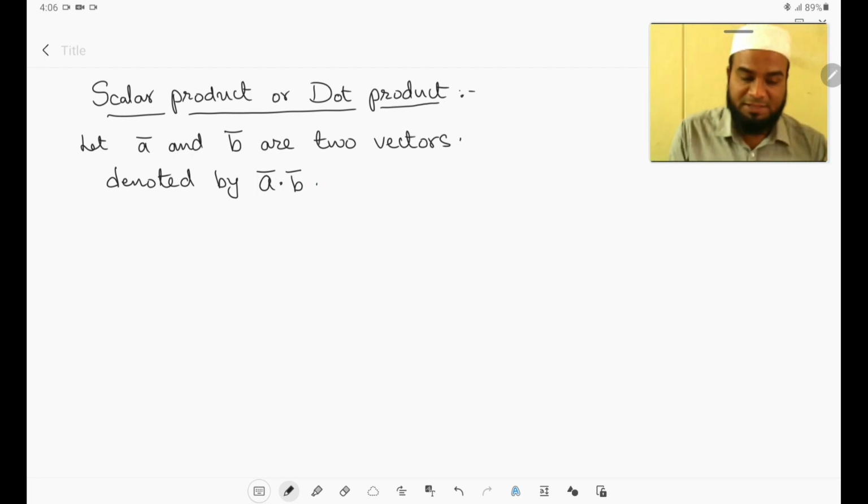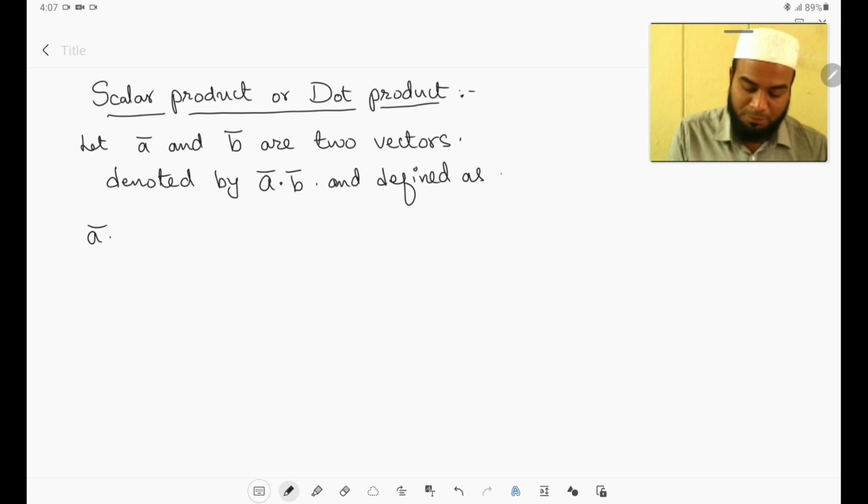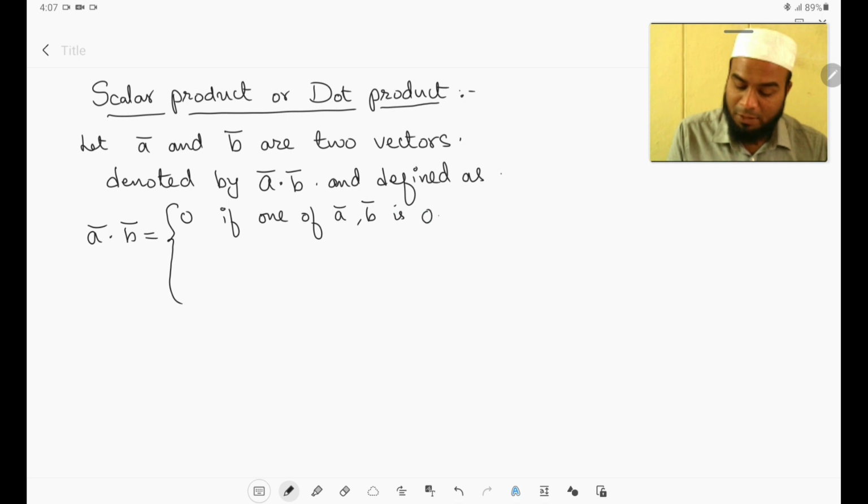Then how do we define this? It is defined as: a bar dot b bar is 0 if at least one of a bar or b bar is 0. If one vector is 0, then the dot product will be 0.